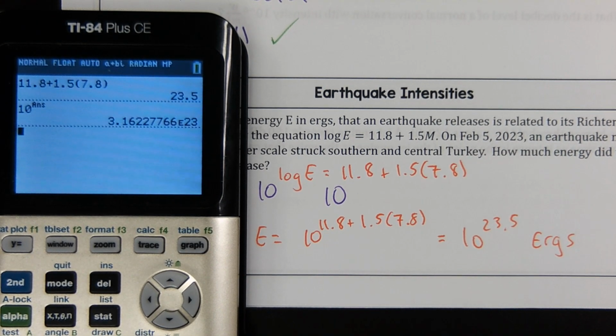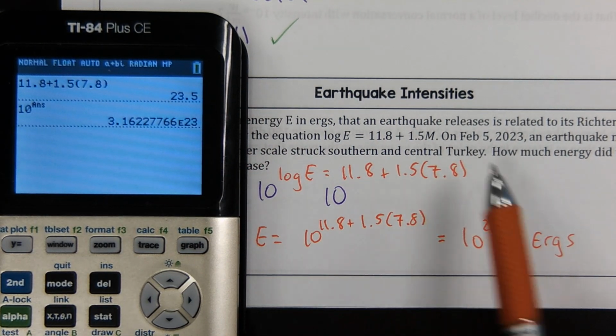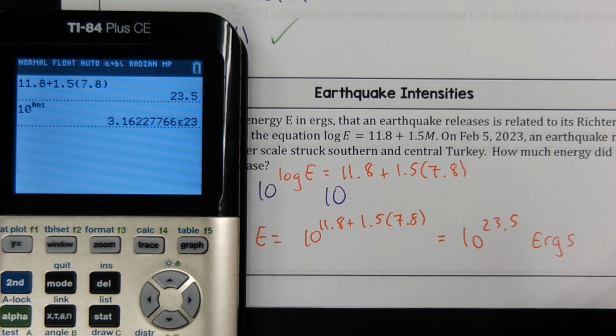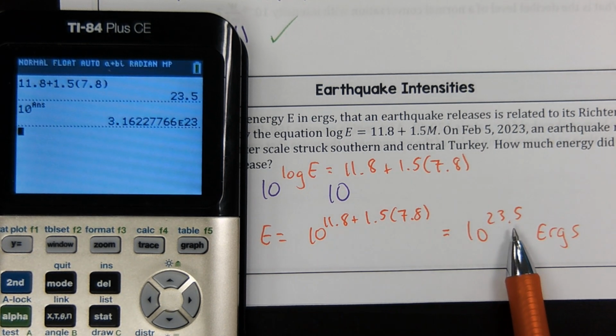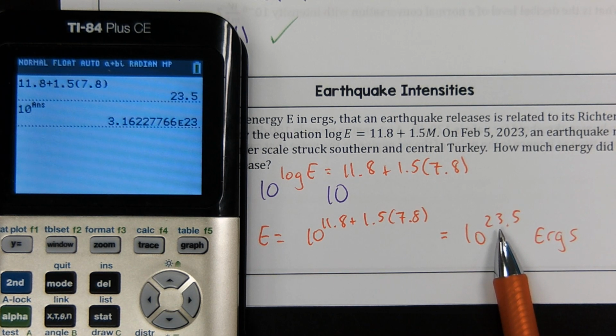Bless you. Why do we leave it like this? Well, if you don't leave it like this, then you'd have to write it as 3.162 times 10 to the 23 ergs. I mean, it's got 23 zeros after it. It's a boatload. 23 and a half zeros, yeah.